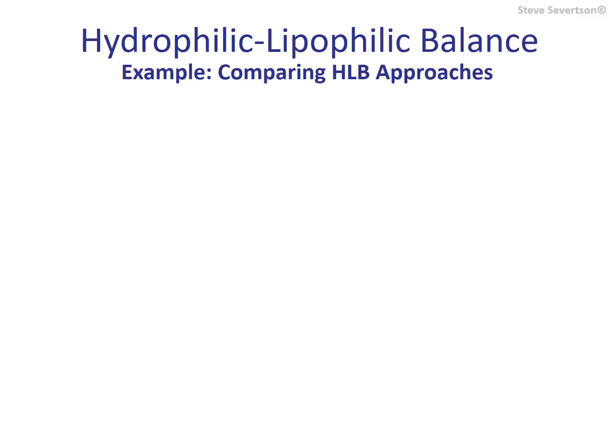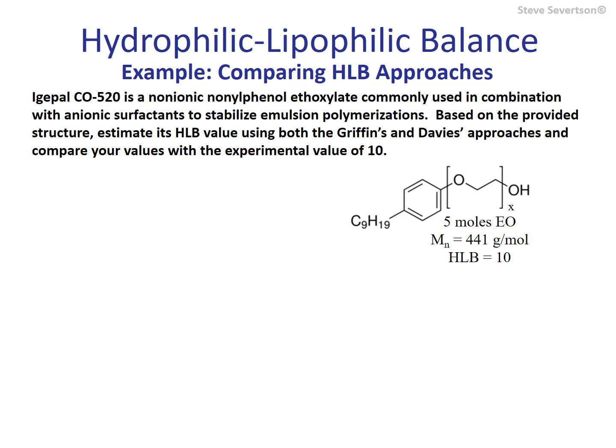This slide demonstrates the estimation of HLB values of a surfactant species using the two approaches that we just reviewed. The example states that Igepal CO-520 is a nonionic nonylphenol ethoxylate. It's a nonionic surfactant commonly used in combination with anionic surfactants to stabilize emulsion polymerizations. Based on the provided structure, which is shown below, estimate its HLB value using both the Griffin and Davies approaches and compare your values with the experimental value of 10.